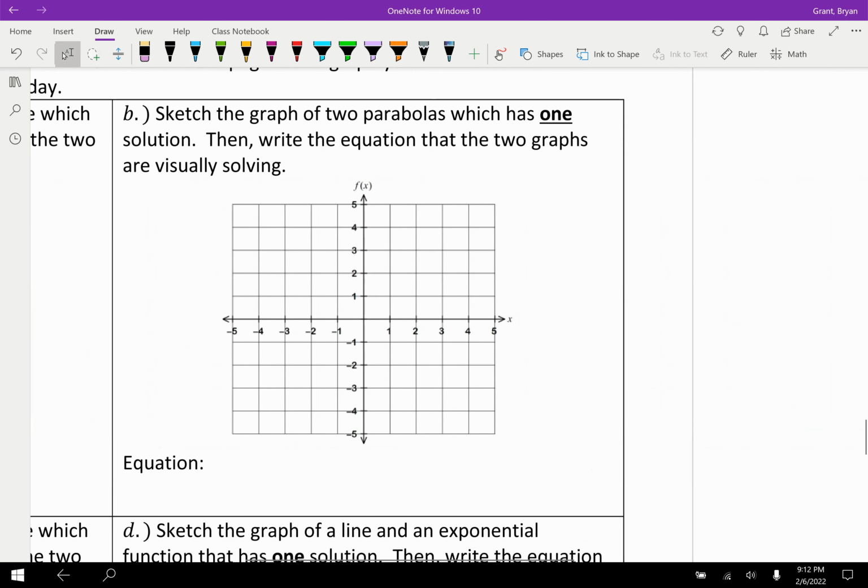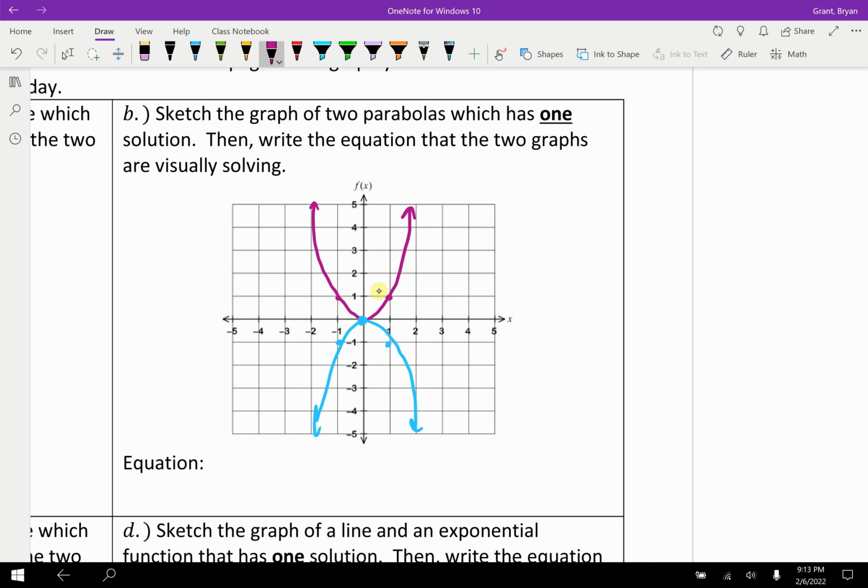All right, part B. Sketch the graph of 2 parabolas which has 1 solution. How do we make 2 U-shaped graphs with 1 solution? We actually saw one on the previous page, but I'll give you a different one. All right, I'm going to give you one graph that opens up from here. And I'm going to give you a second graph that also starts at 0, 0, but opens down. Wouldn't that do it? Looks to me like they have 1 solution.